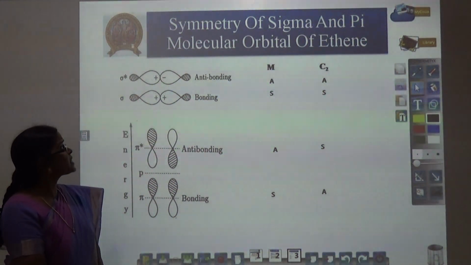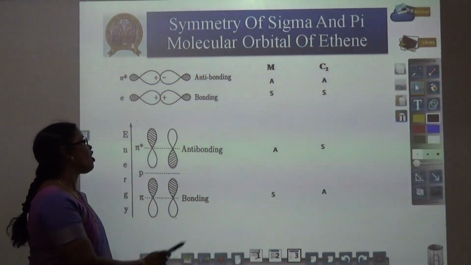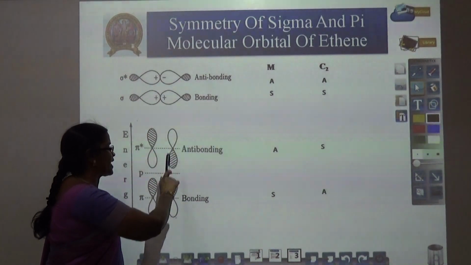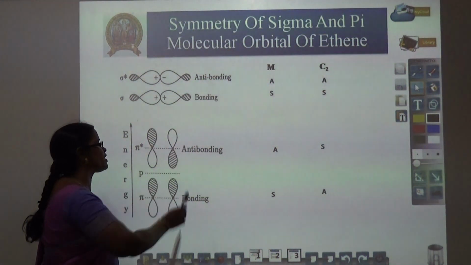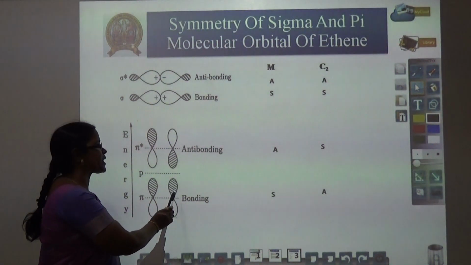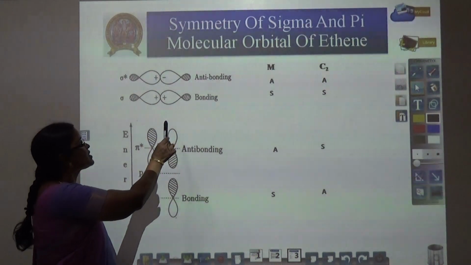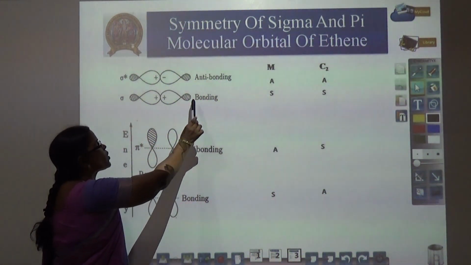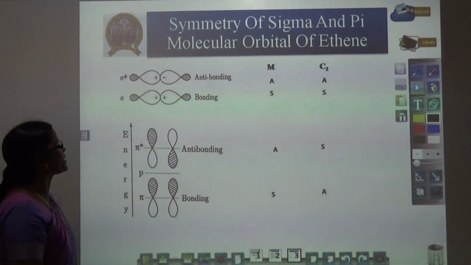So, this is the molecular orbital picture of ethene. In the formation of the product, the olefinic product, a sigma bond is newly formed. Similar to that, a pi bond is also newly formed. The sigma bond has two molecular orbitals. One is a bonding molecular orbital, another one is an anti-bonding molecular orbital.